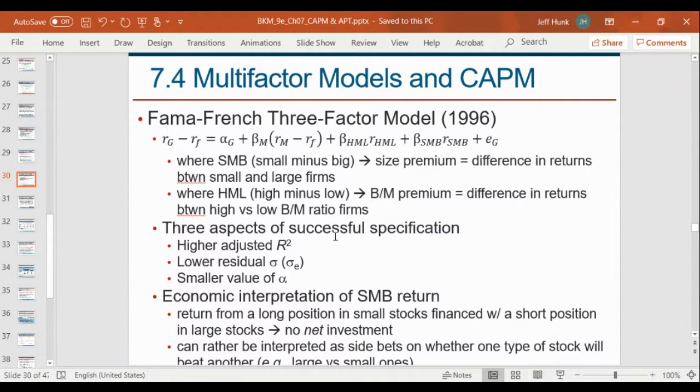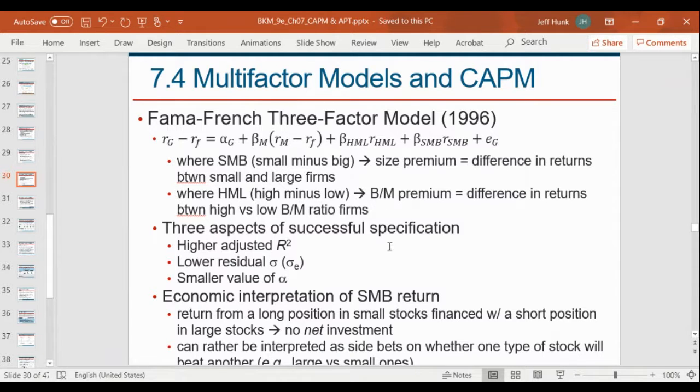Usually small firms have higher return because small firms are growth firms. Generally, small firms grow at a faster rate. Large firms generally don't grow that much, right? That means small firms have more volatility. Goes without saying.